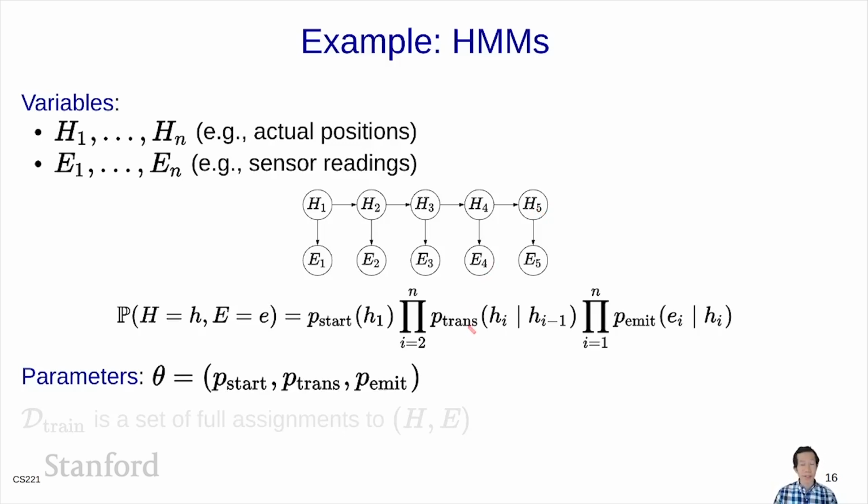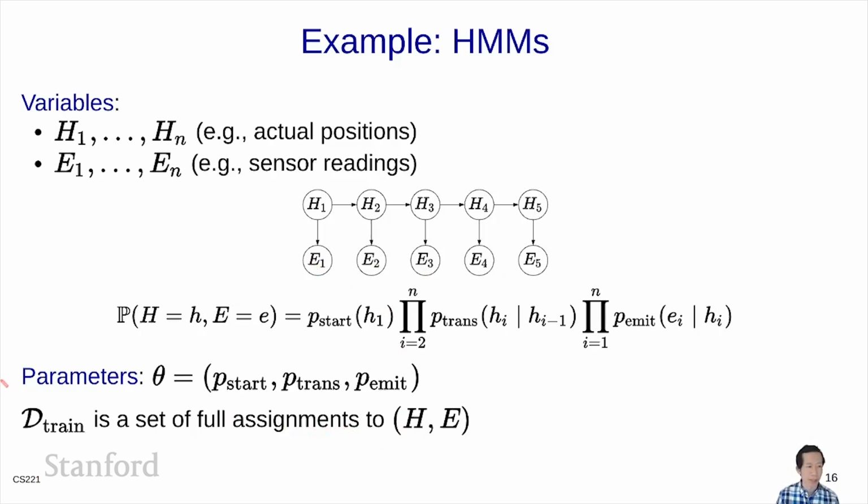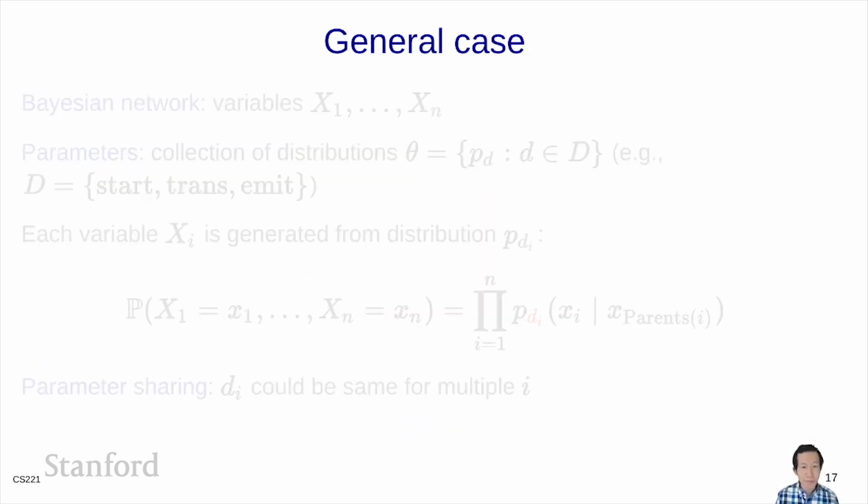This is useful because if you imagine tracking over a long period of time, you may have 1 million time steps. You don't want the number of parameters to be the same. Here the training data is again going to be full assignments to all the random variables. Later in a future module, we'll come back to the case where in practice you might only observe the sensor reading, but more on that later.